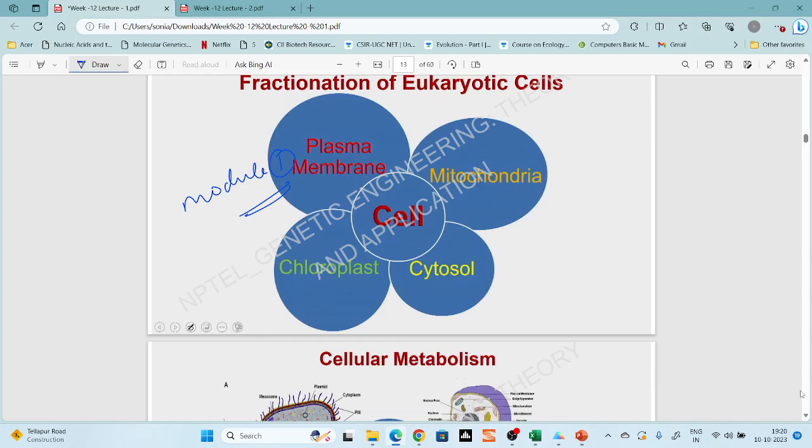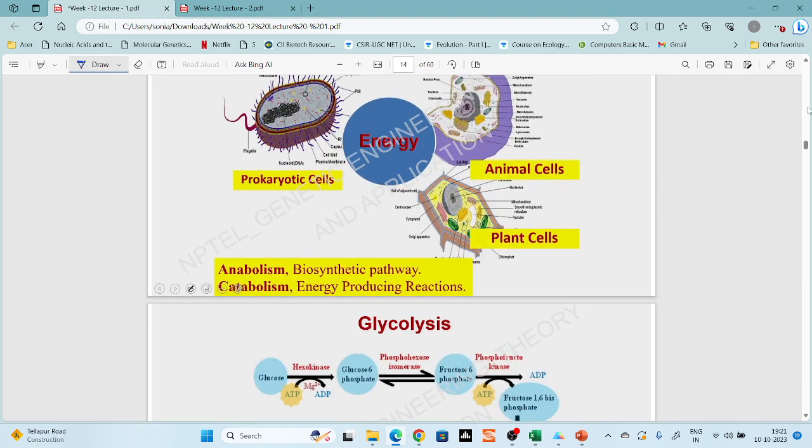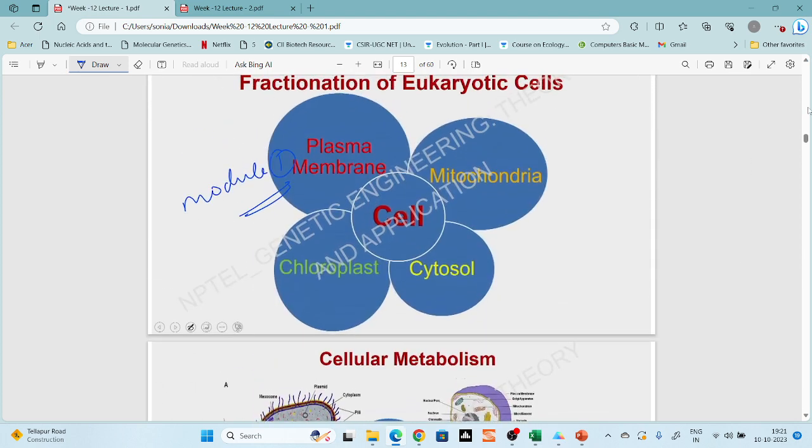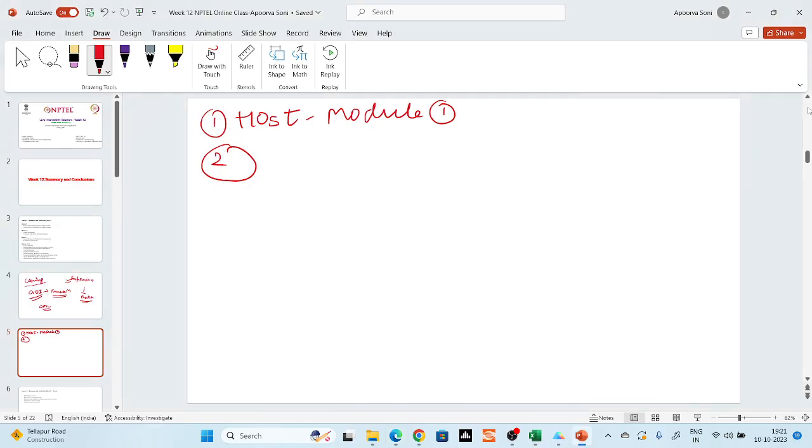Then after getting the information of what kind of hosts are there, we switch to metabolism, that is, how those hosts behave. So in the second module we have started with the metabolism of different hosts. When we talk about metabolism, we are talking about the basic pathways that are required for the generation of energy. It is glycolysis, it is the Krebs cycle. These are the basic pathways by which the generation of energy takes place inside the host cell.